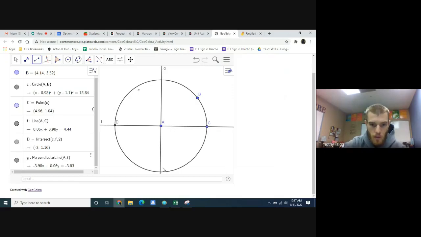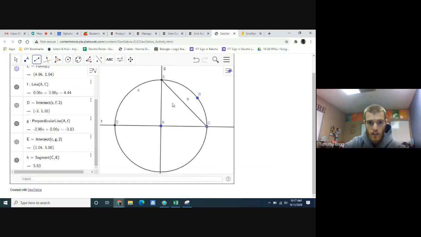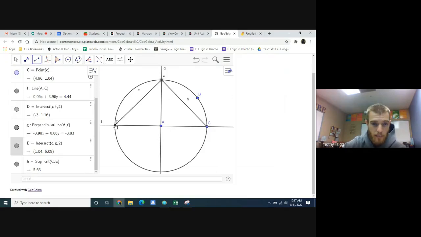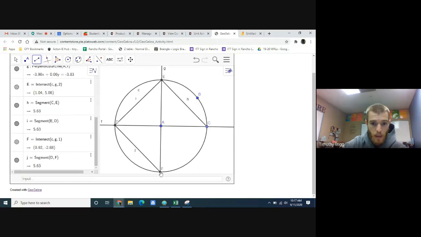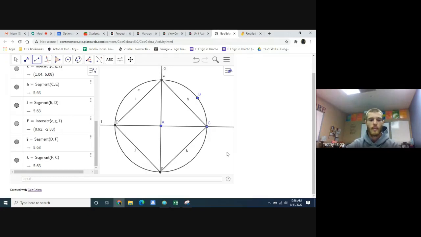Okay, so we're going to connect this point to this intersection here. If you haven't seen the square yet, maybe you see it now. Connect E to D, D to this intersection, and then here to there. And now we've produced a perfect square inscribed in the circle.